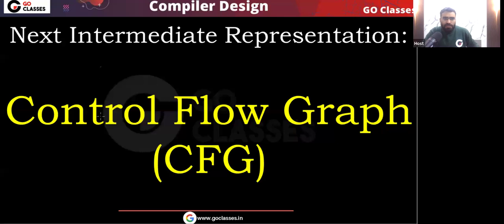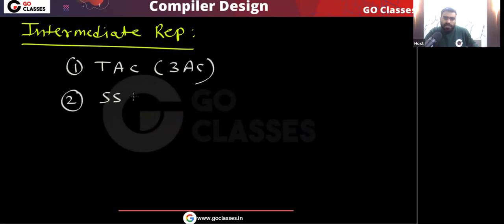So far we have seen different intermediate representations. For example, we have seen three address code, that is TAC, and another that we have seen, static single assignment. So these two we have already seen.